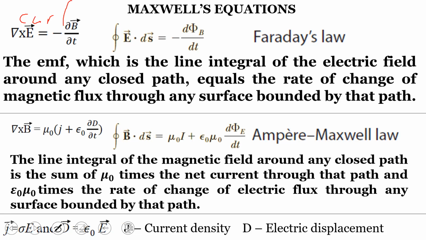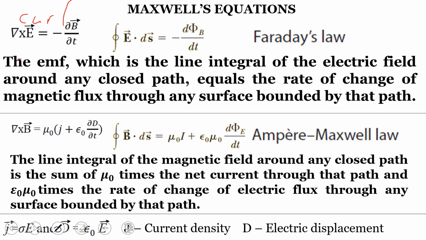So this is the first one, Faraday's law, and it tells us that the EMF, which is the line integral of the electric field around any closed path, equals the rate of change of magnetic flux through any surface bounded by that path. So if you can state Faraday's law, you will not be saying anything different from what is here.